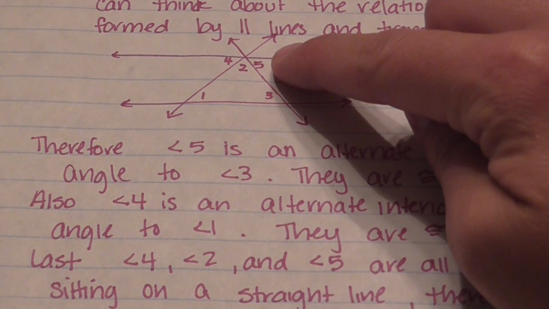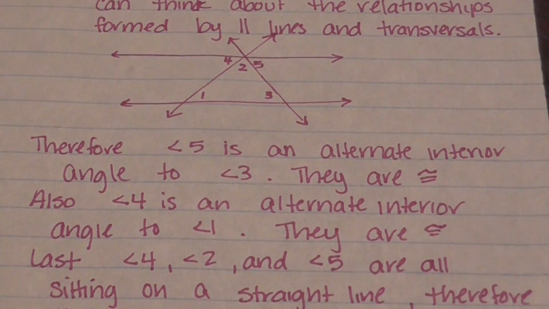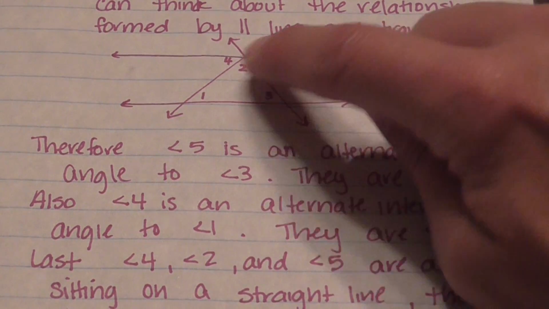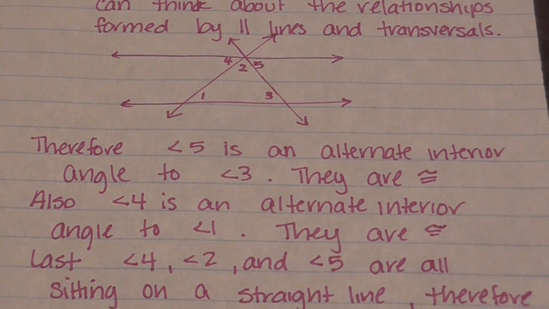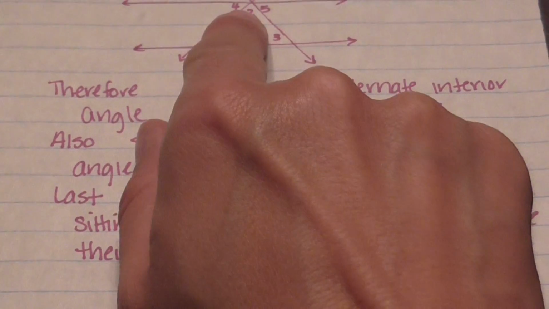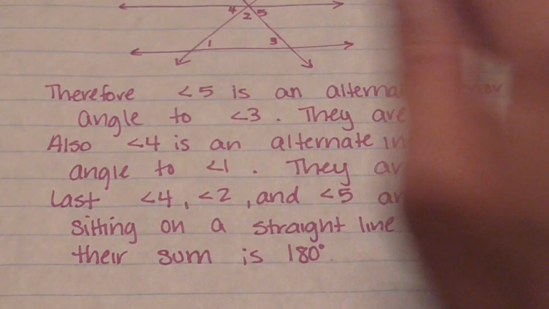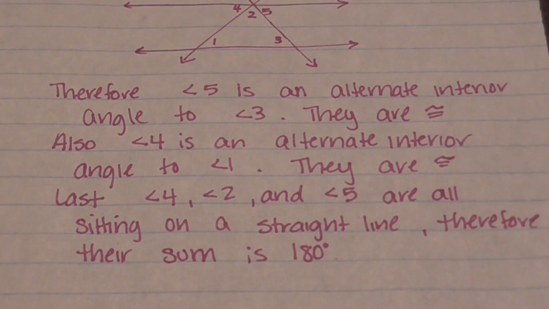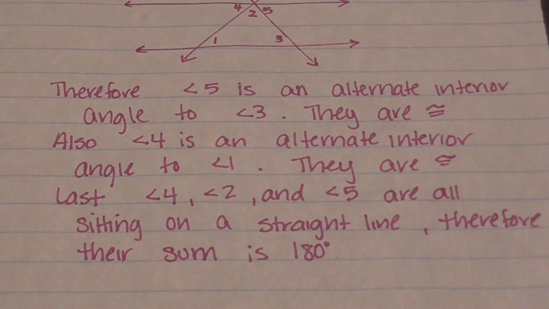So what we have is a set of alternate interior angles. 3 and 5 are alternate interior. 1 and 4 are alternate interior. That means that 3 is equal to 5 in measure and 1 is equal to 4 in measure. So last, because I know that 4 plus 2 plus 5 are sitting on a straight line, when I add them together, their sum is 180 degrees. So angle 4 plus angle 5 plus angle 2 equals 180 degrees.